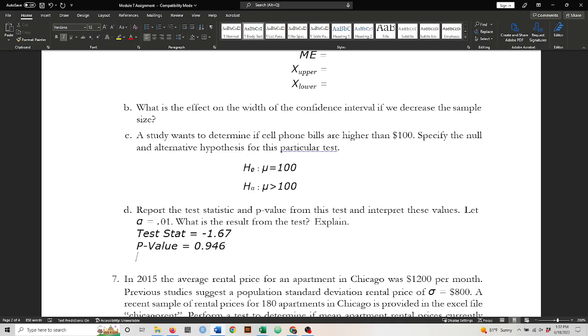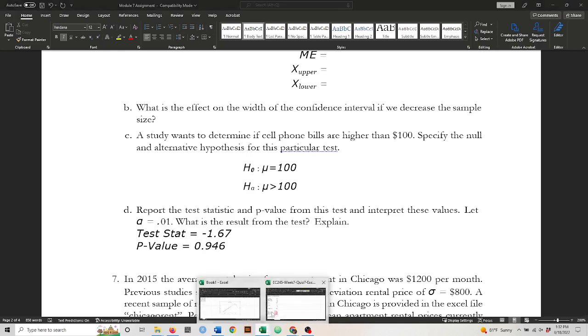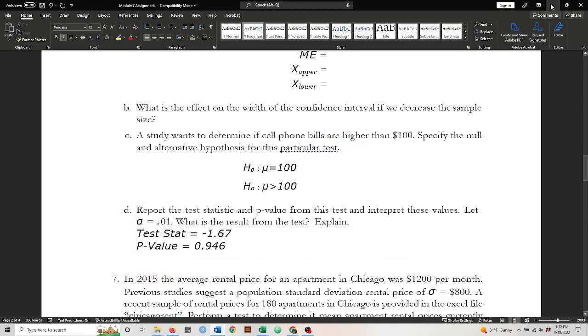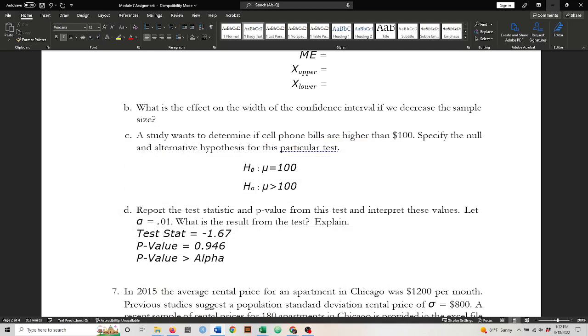What's the result of our test? Again, see how it's red? See how it's bigger than alpha? The p-value is much bigger. So because of that, we could say the p-value is greater than alpha, and what that means is do not reject the null hypothesis in favor of the alternative.